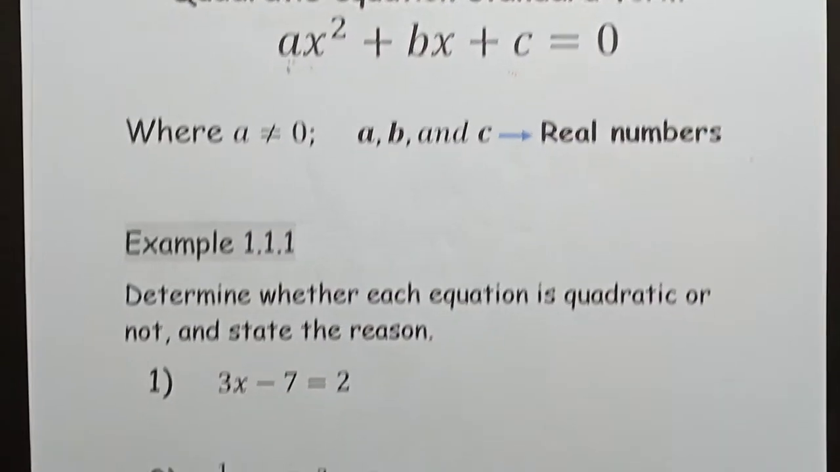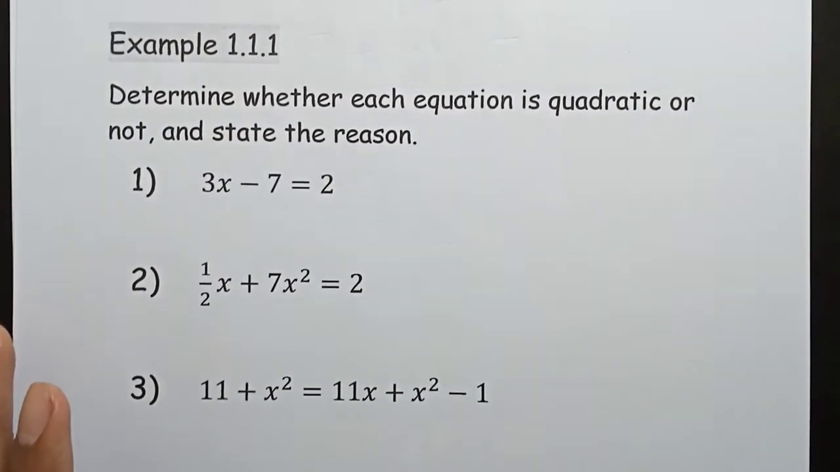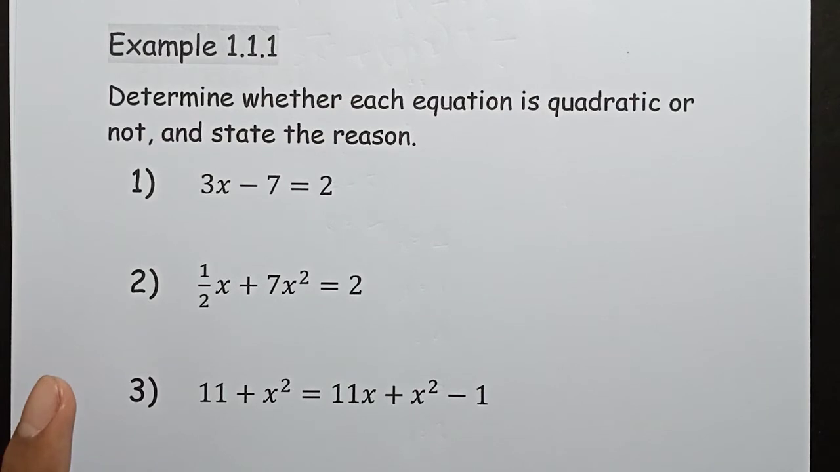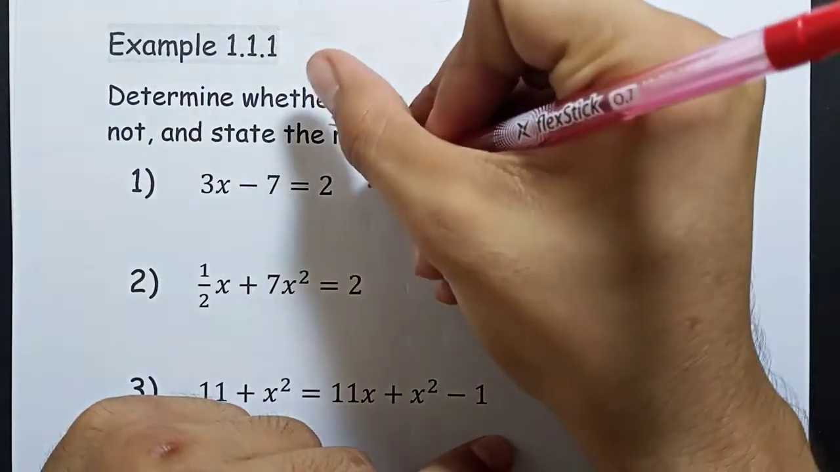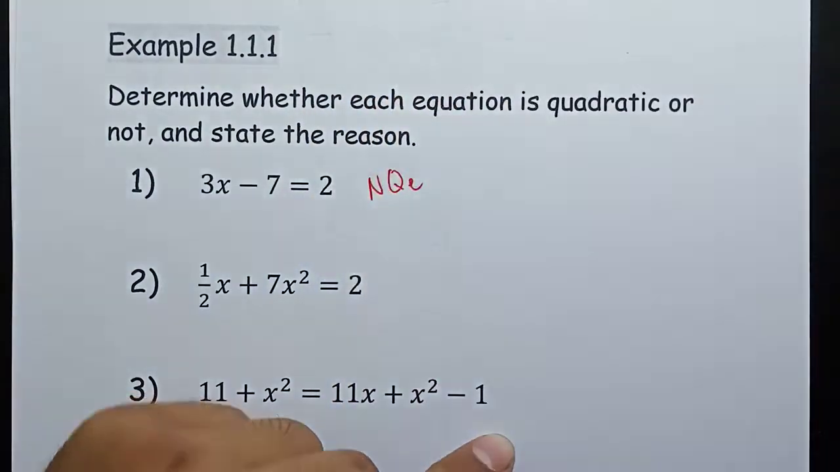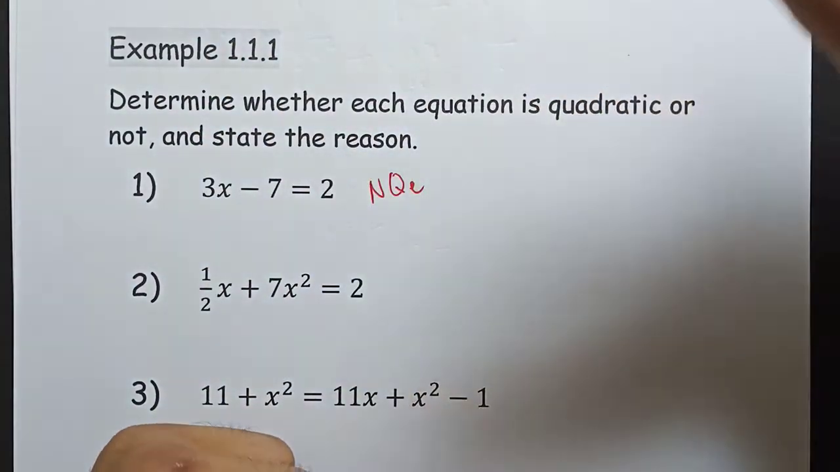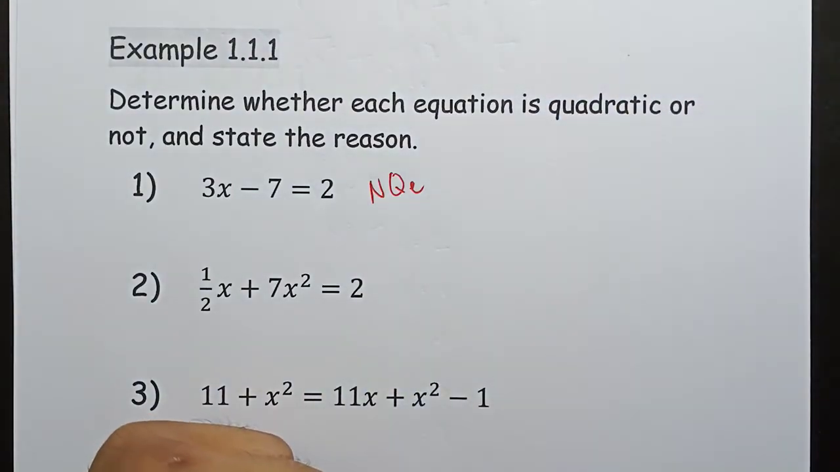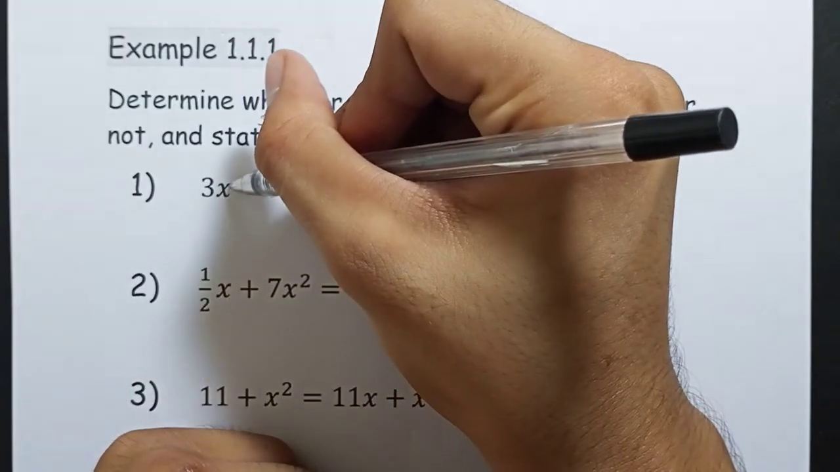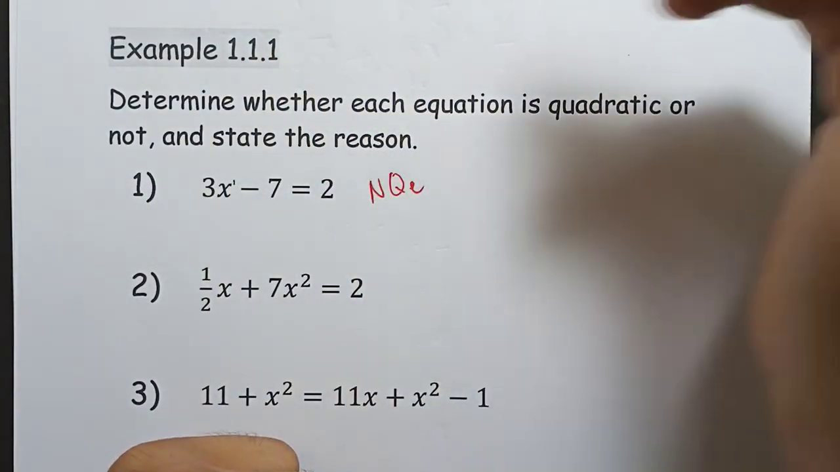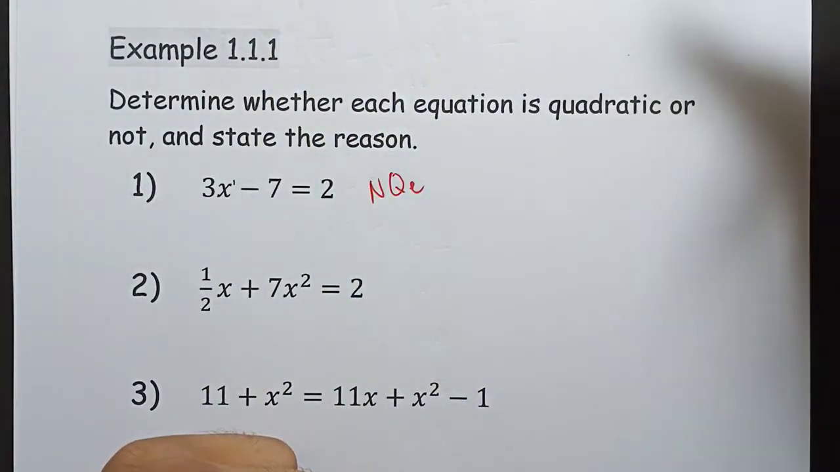So, let's try some example. Determine whether each equation is quadratic or not, and state the reason. 3x minus 7 equals 2. It is a quadratic or not? Not a quadratic. So, lagay ko na lang NQ, not a quadratic equation. Bakit? Kasi nga, ano ba pinakamataas niyang exponent sa polynomial na to? Ang pinakamataas niyang exponent ay ito, 1. 1 lang. Kailangan, di ba, 2. Pero sulat pa rin natin siya in standard form.